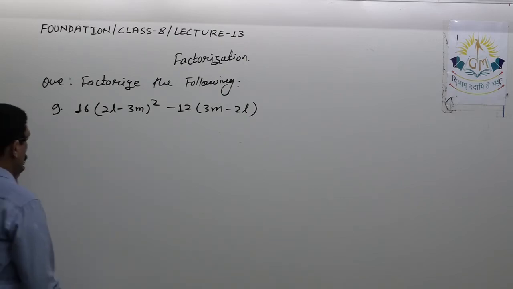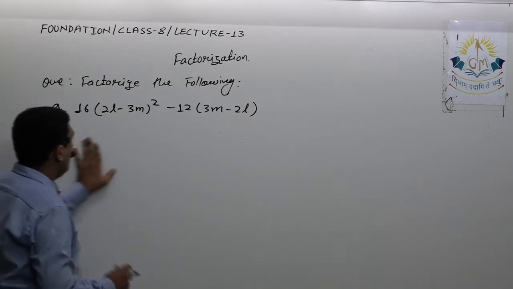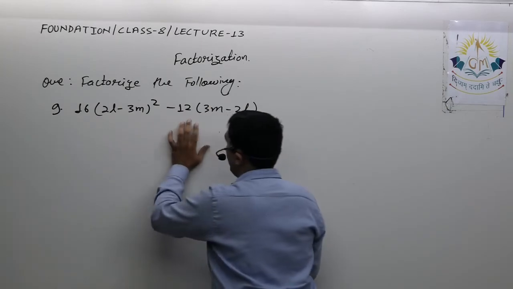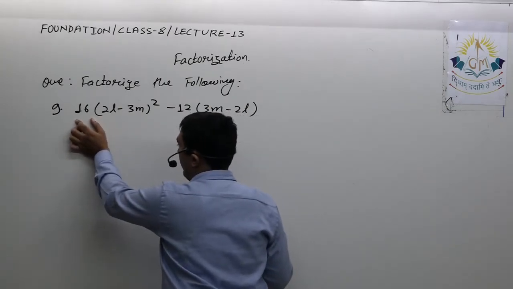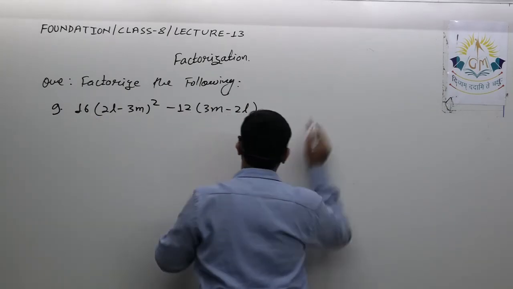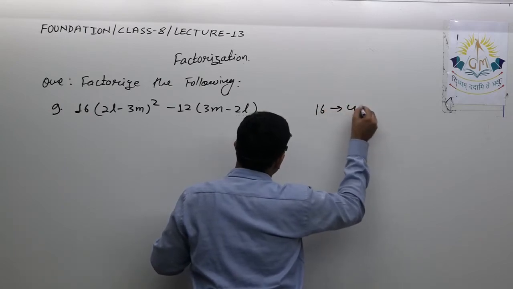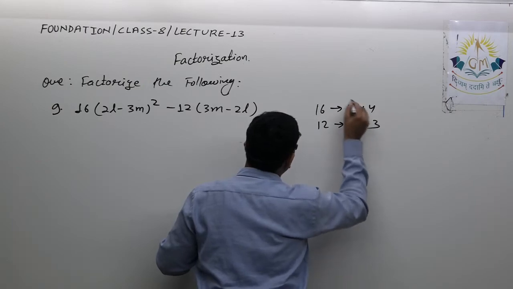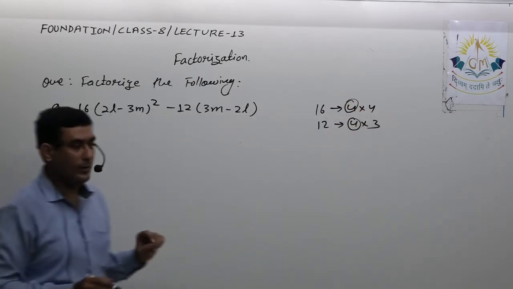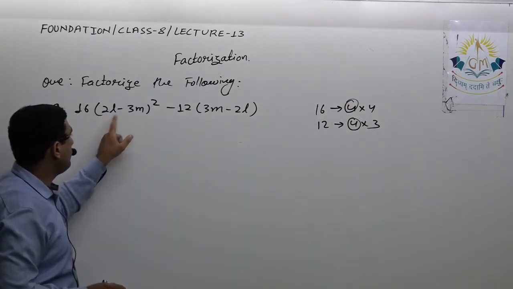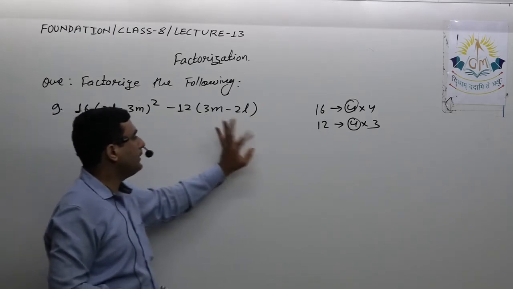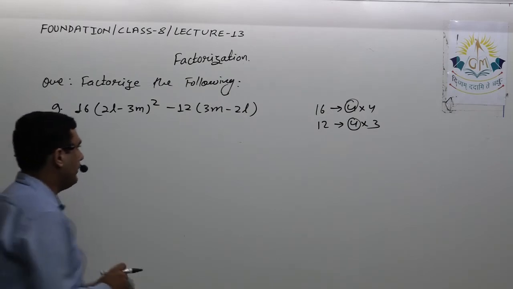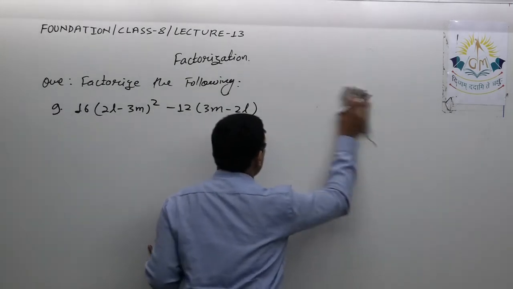Okay, so let us see how to solve this. Again, you can see definitely the first thing that we can take common is from the numeric values, that means 16 and 12. So 16 can be written as 4 into 4 and 12 can be written as 4 into 3. So this 4 can be taken common among the numeric values. Now here it is 2l minus 3m and here it is 3m minus 2l. So there are two ways. I will explain both the ways by which we can take common.